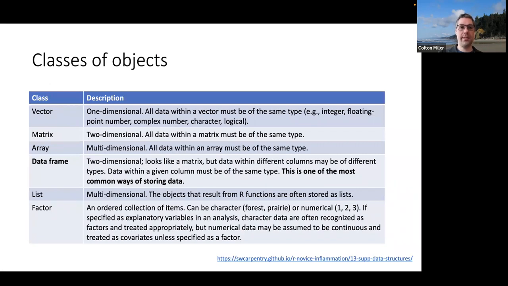So we don't need to go too much into the details of this. I just want to introduce these concepts and have this information here available to you as a reference. But these are different classes of objects. We'll be working a little bit with vectors, which are one-dimensional, and then these must be of the same data type. For example, they are all character entries in your vector, or they're all numeric entries in your vector. Or we could have a data frame, in which case you have columns and rows, but the columns could be different types of data. This is really what you'll find is one of the most common ways of storing data, and probably you'll always and forever work with data frames in R if you stick with R.